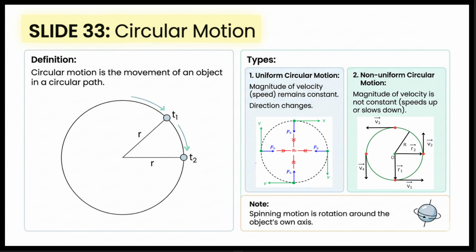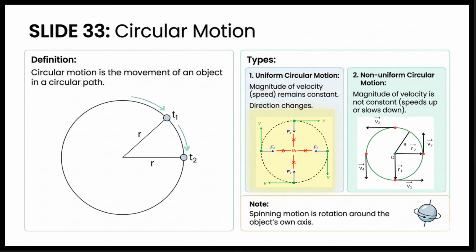Now we shift to something fundamentally different: objects moving in closed curves. Circular motion is the movement of an object along a circular path. Two distinct types exist. In uniform circular motion, speed is constant, but the direction of velocity keeps changing at every instant, meaning there is always acceleration, even at constant speed.